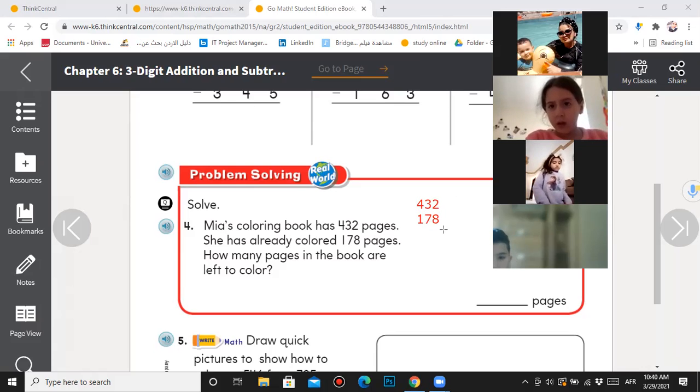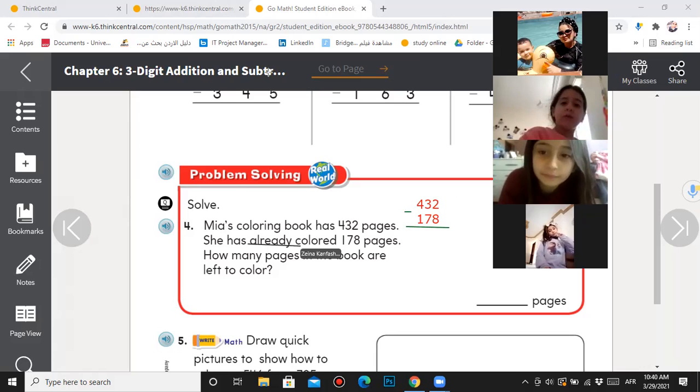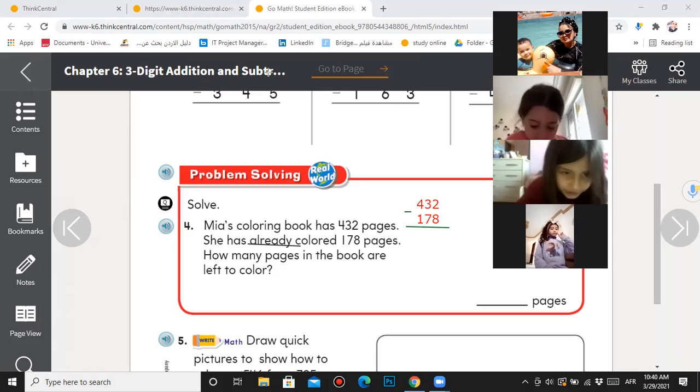432 minus 178. Yalla, Yalla, Omar. You can write now, Omar. Okay. It's question number 7. No, 7. 7 at practice book, not 4.